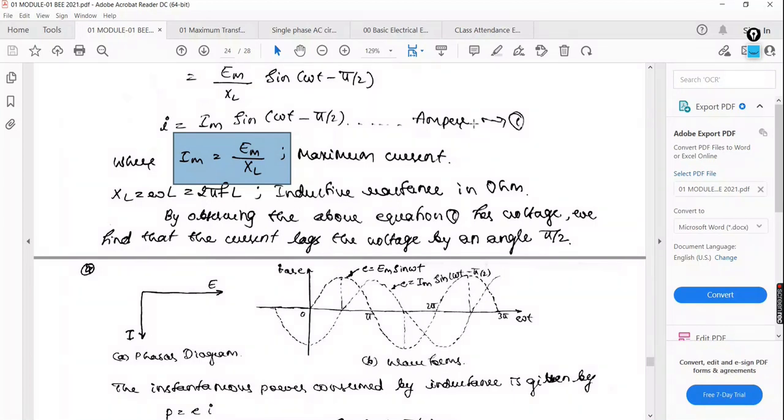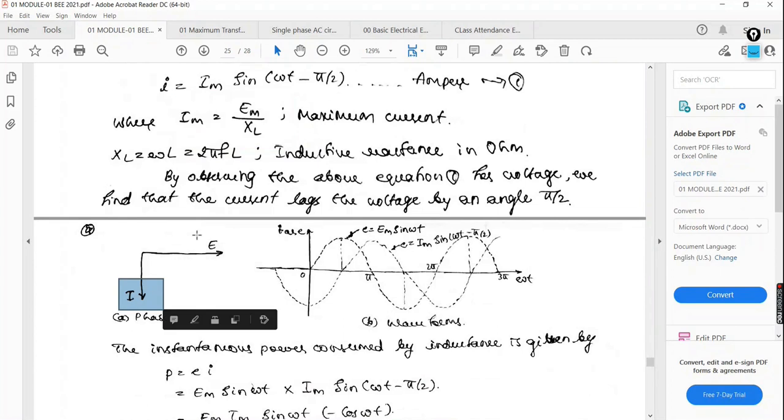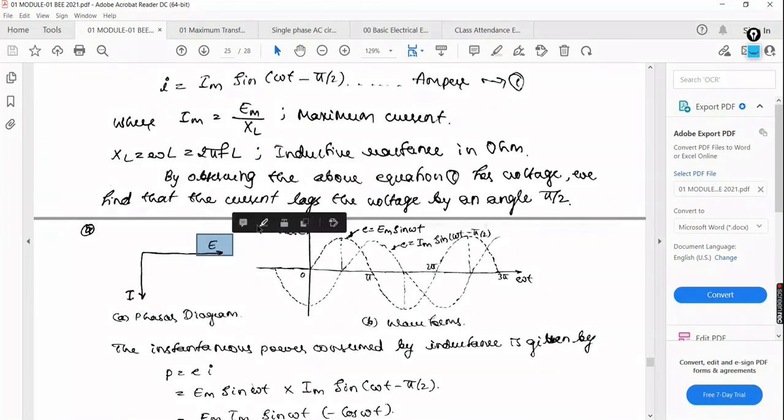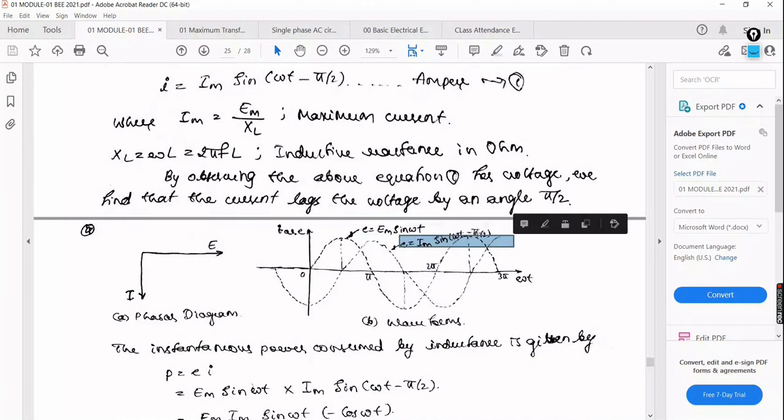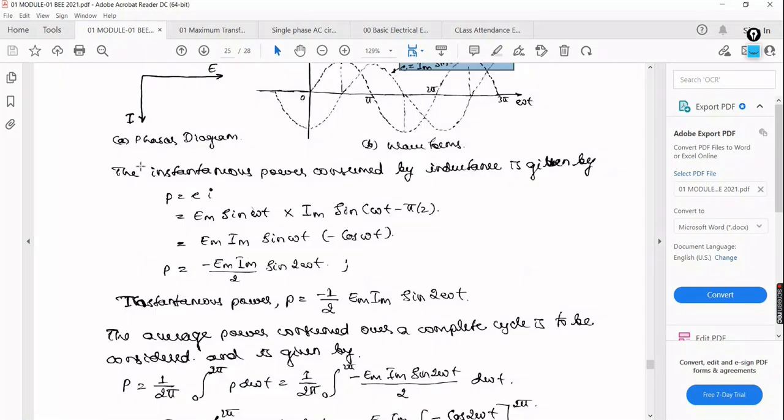Okay, in this case what happens? Current will lag the voltage. That waveform will be represented here. E is equal to Em into sine of omega t, V is equal to Vm into sine of omega t, and I is equal to Im into sine of omega t minus pi by 2. Then what happens? I have to evaluate the instantaneous power.